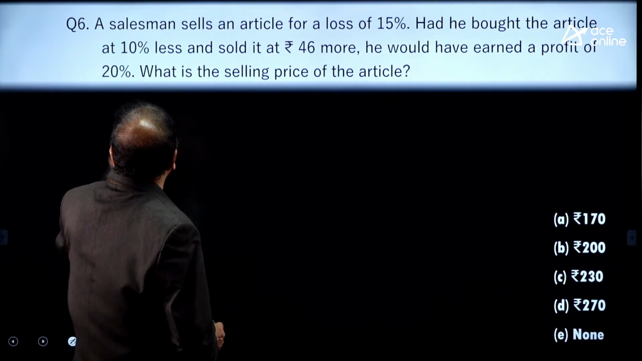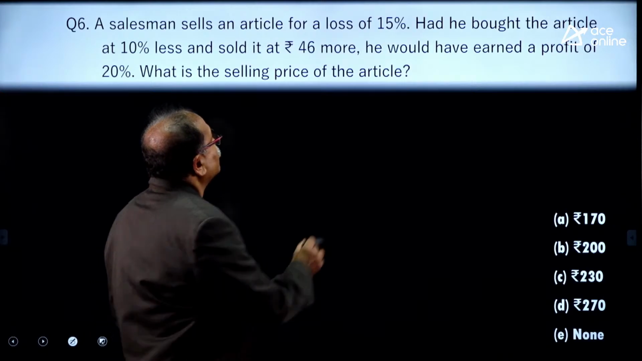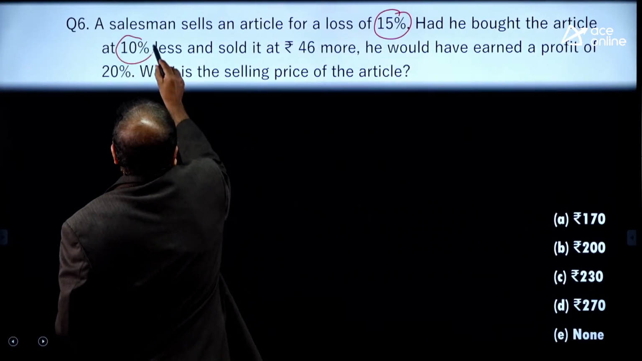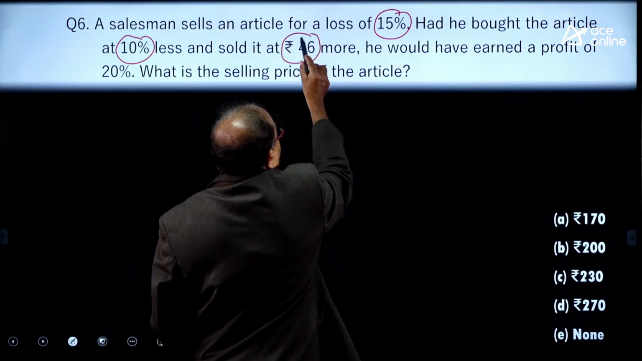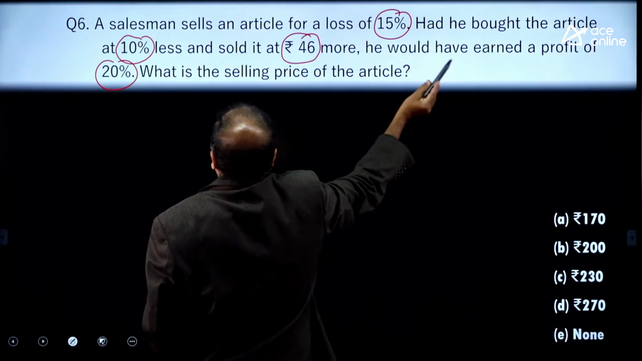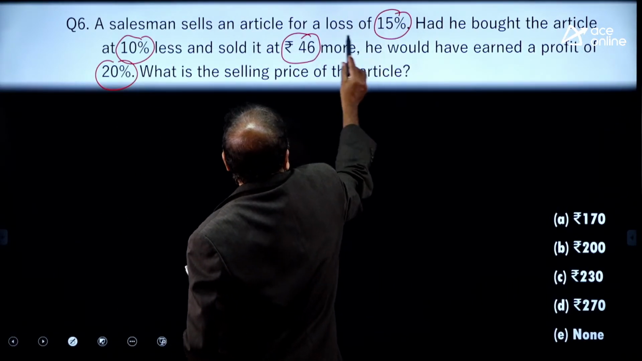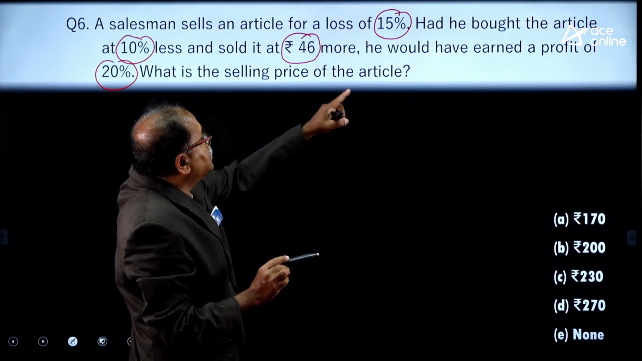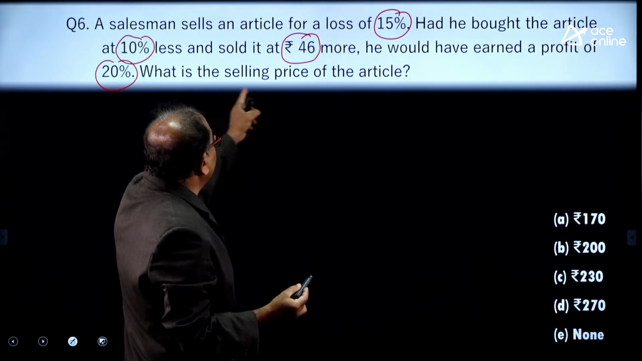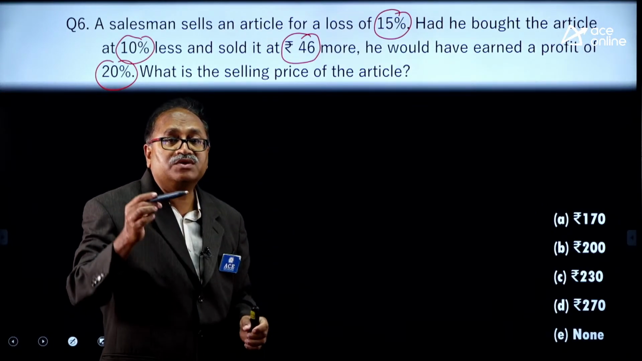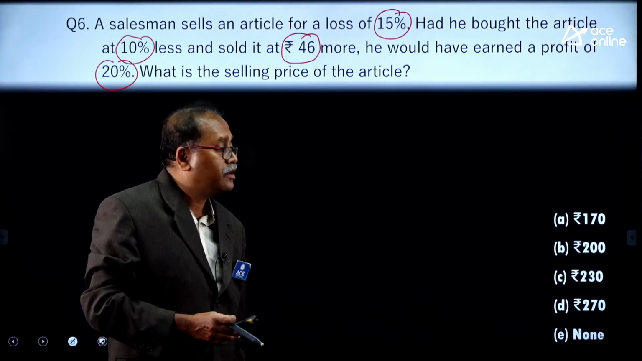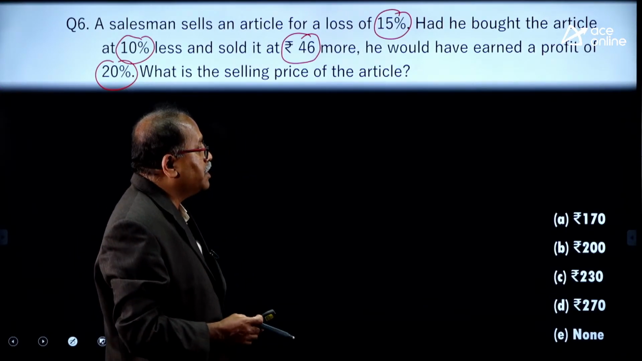And what is there here? A salesman sells an article at a loss of 15%. Had he bought the article for 10% less and sold it for 46 rupees more, he would have earned a profit of 20%. In the first case, that is 15% loss, and if these changes had been made, then he would have got a 20% profit. The question is, what is the actual selling price of the article? Come on my dear friends, it is an easy question and I am sure you will be able to answer the question.